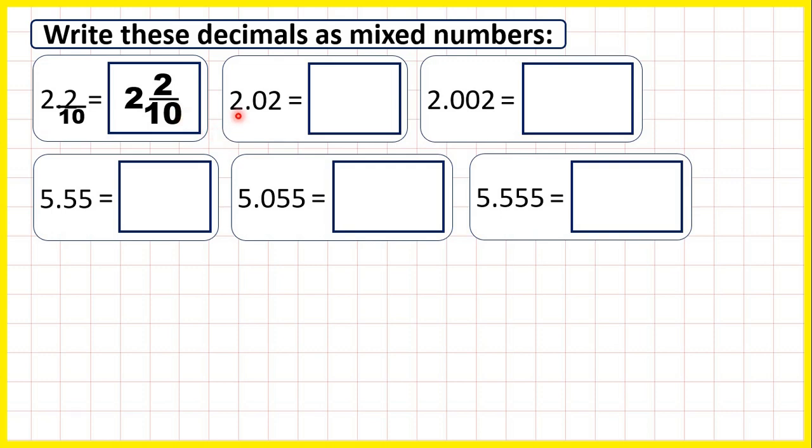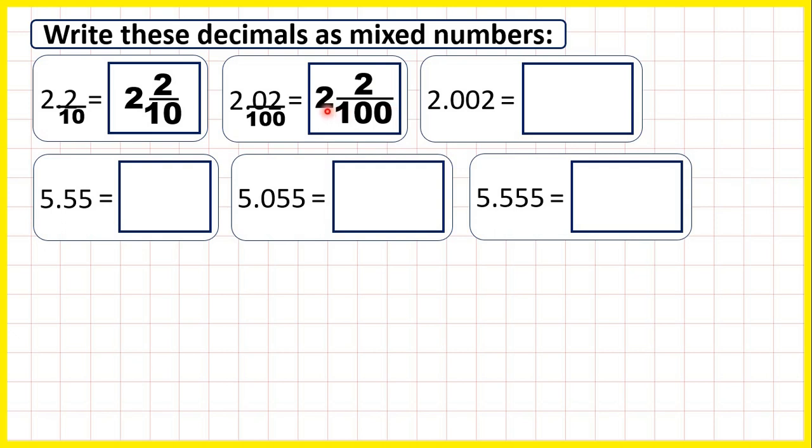Now we have 2.02. The second digit after the decimal point is the hundredths digit. So what we can do is draw a line across from our decimal point, and because we have two digits after the decimal point, we can write a denominator of 100, so 2 zeros. So 2.02 is 2 and 2 hundredths as a mixed number.